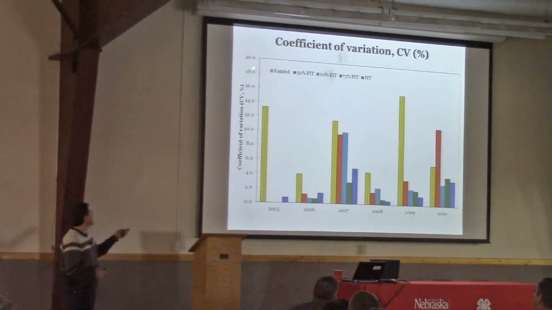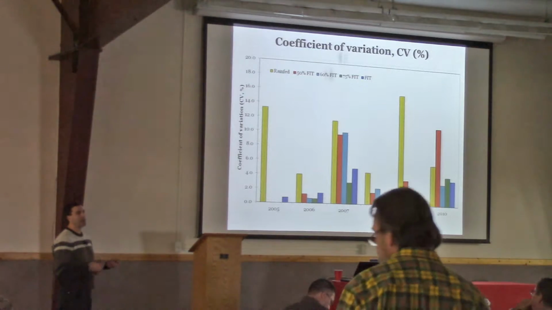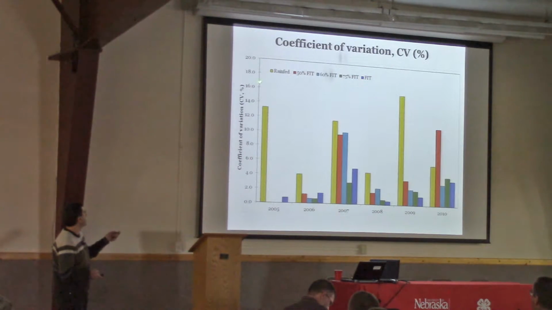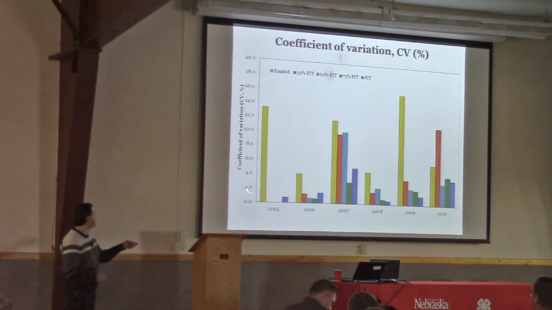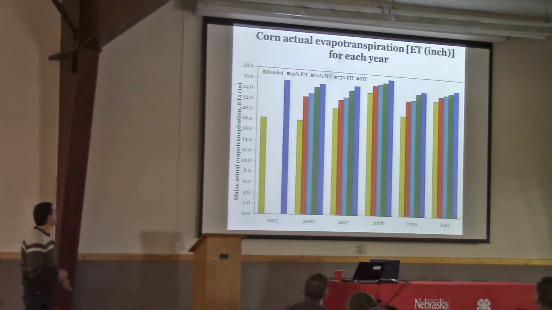If this number is above 25% in agronomic research, does anybody know what would happen? If this number is above 25%, that means this research is invalid. You have to go back and repeat it. But thankfully, in our case, they are all below 14, 16%. I'm going to skip this.